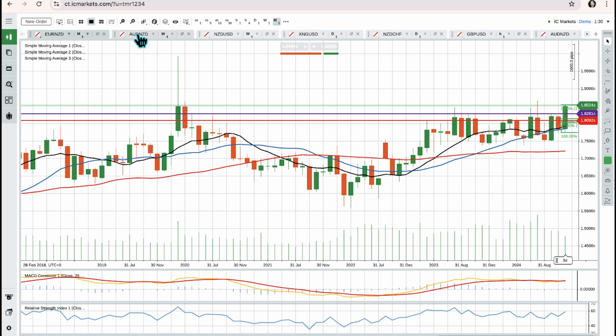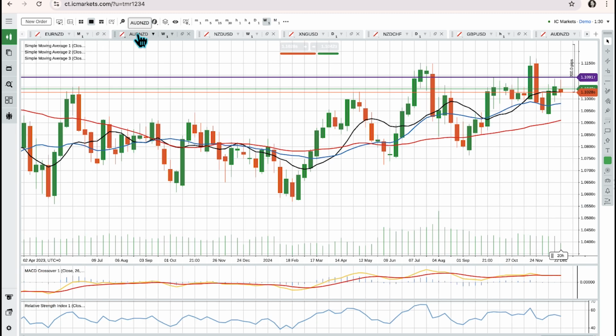Lastly, I want to look at Aussie versus the Kiwi. Now, in this case, I'm not looking for a pullback. So if we see a continuation of the weakening of the Kiwi dollar, then I'll be looking at this market. In this case, what I'm looking for is a bit more compression of price underneath that 1.11 area. We can see we have a couple of quite nice touches at that level.